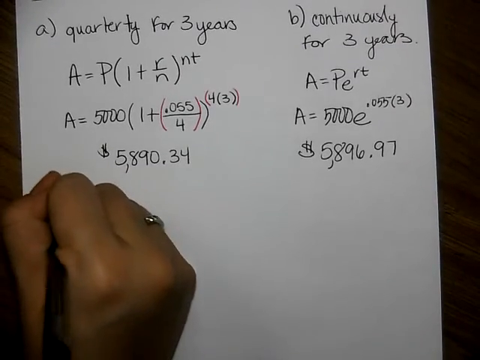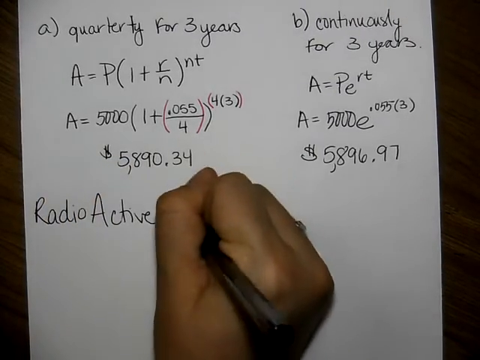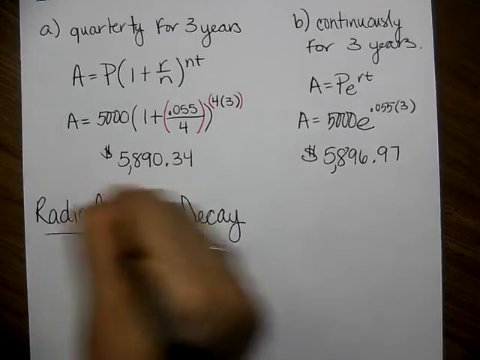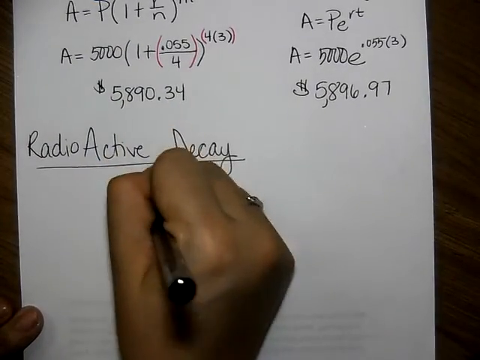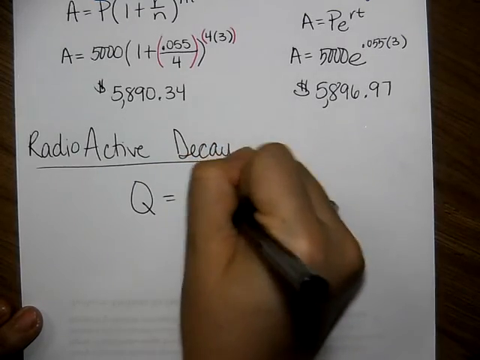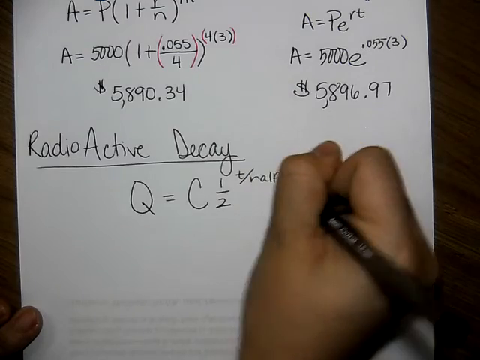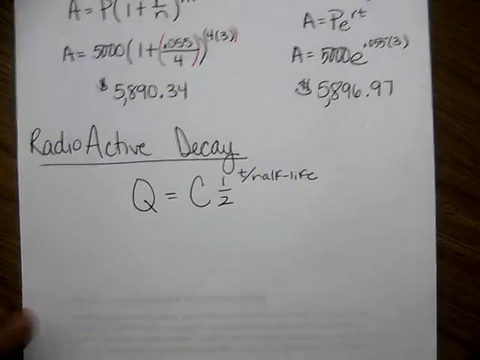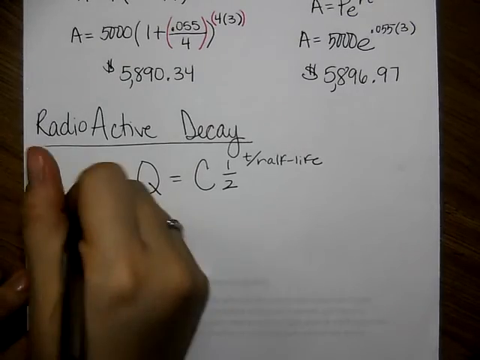So we're switching gears here. Let's talk some science. Let's talk about radioactive decay. So radioactive decay looks like Q equals C times 1/2 to the T divided by the half-life. Okay, we're going to talk about what the pieces represent.